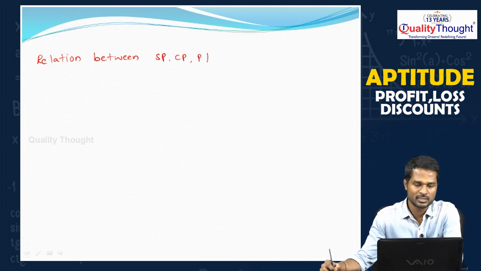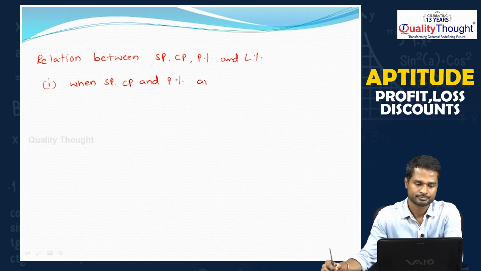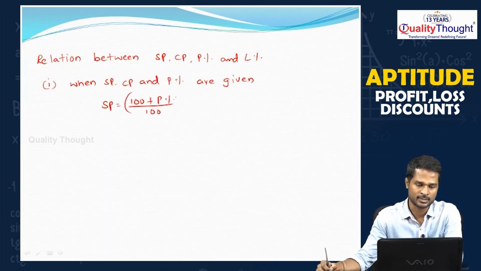So, where will we get the relation? That means whenever we have these terminologies in the question, how are we going to use them to solve the question. The first relation is when the selling price, cost price and profit percentage are given. When we have selling price, cost price and profit percentage in the same question, then selling price is equal to (100 plus profit percentage) by 100 into the cost price. So, this is the relation.